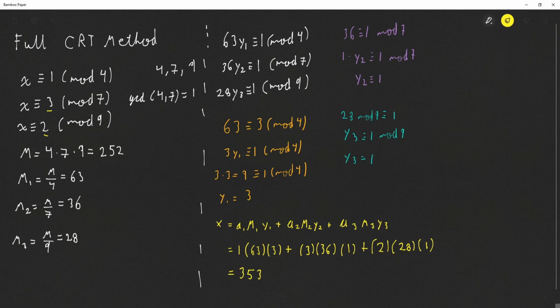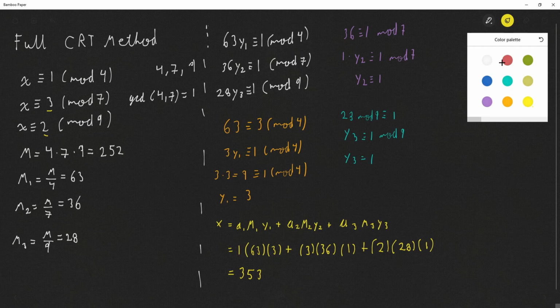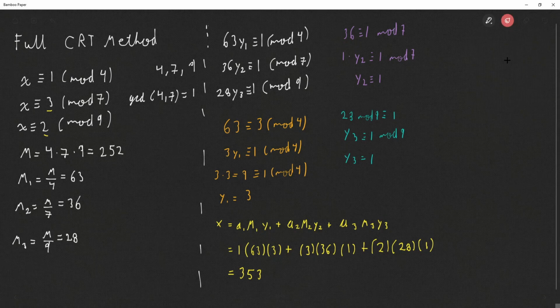But we're not done just yet, because as you remember from the original, we still have this value of m, our total m, which is the 252. And as you can see, this 353 is larger than it. So what we're going to do is we're going to reduce by taking this modulo 252, which is kind of just like a subtraction, which is 353 minus 252, which for this one would give us 101, which will be our final answer.